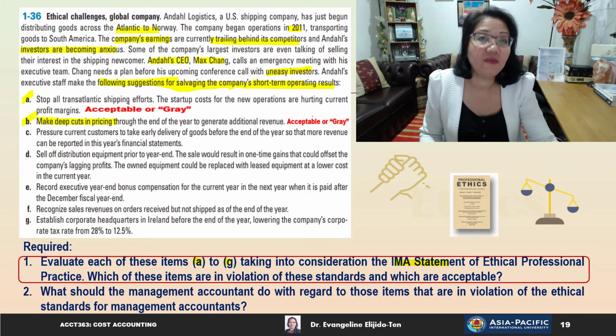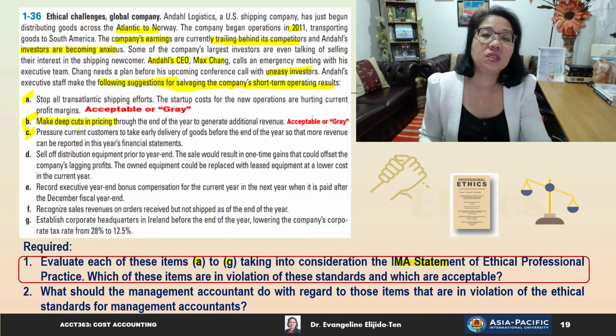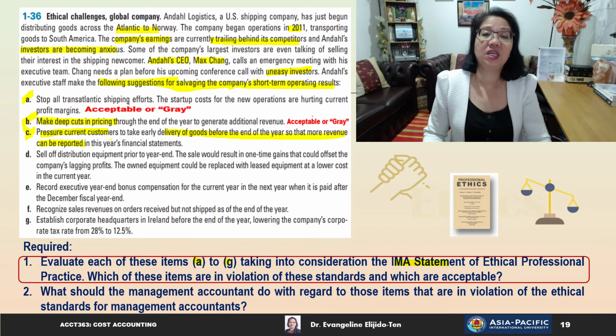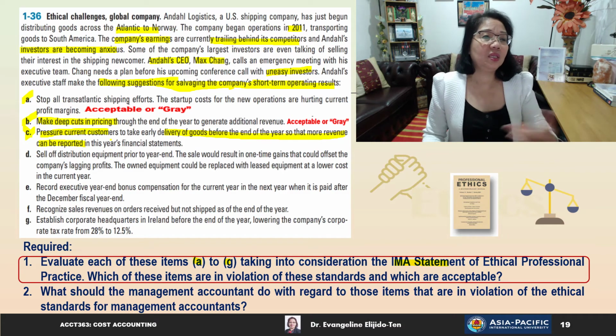But we do not have enough information for now. The suggestion in letter C is to pressure current customers to take early delivery of goods before the end of the year so that more revenue can be reported during this year's financial statements. Now, what do you think of that?